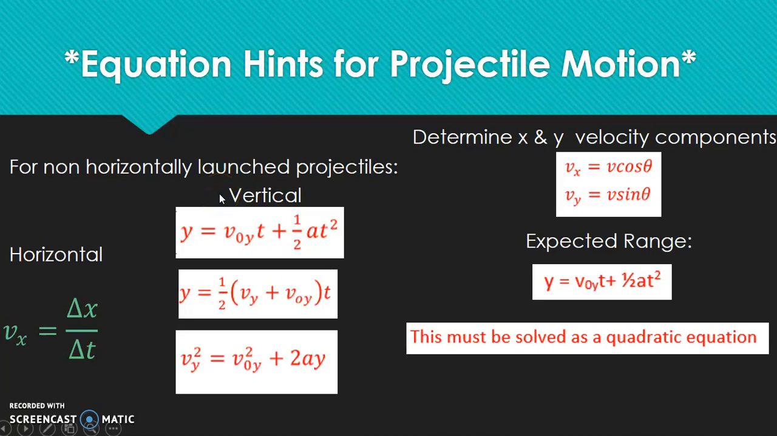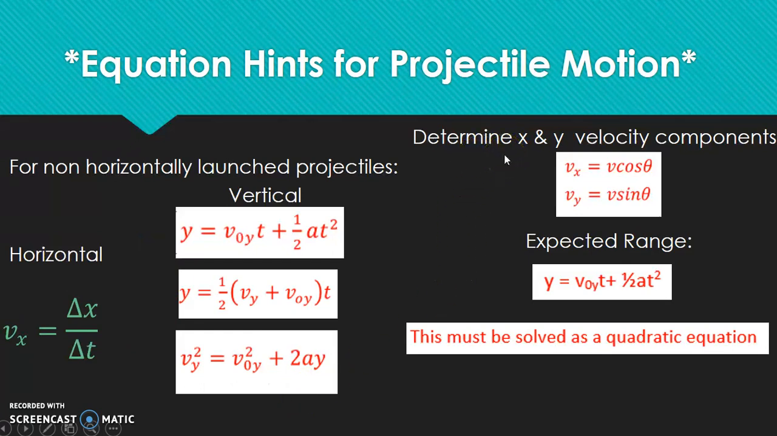So before we jump into any practice problems, just some equation hints. This was from the projectile motion lab, but it also is a good reminder for thinking about the problems that we're going to solve. So remember, for horizontal projectile motion, you can use these equations. For the vertical, you can use any of these 3 equations.